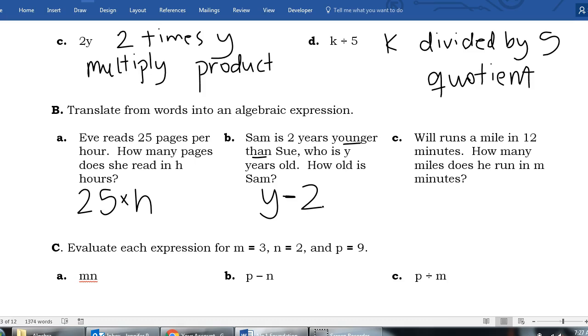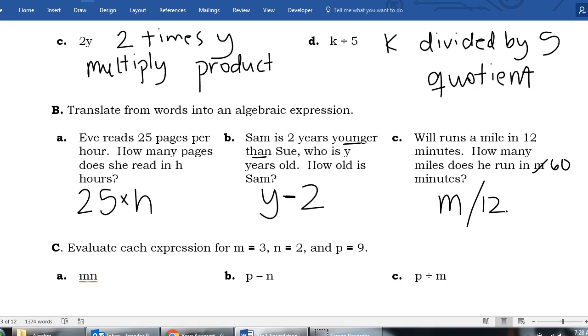And our third one, Will runs a mile in 12 minutes. How many miles does he run in m minutes? To me, it's like, is it division? Is it multiplication? Let's try subbing in a number to see what makes sense. So let's say 60 minutes. If he runs a mile in 12 minutes, how many miles does he run in 60 minutes? It would be 12 for the first, 12 for the second, 12 for the third. But basically, I would be taking how many minutes he's running and dividing it by 12 to see how many times I can fit 12 into m.